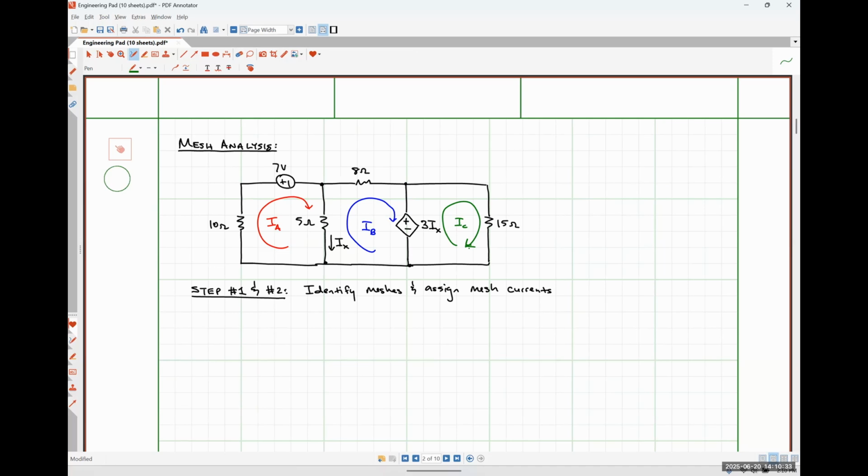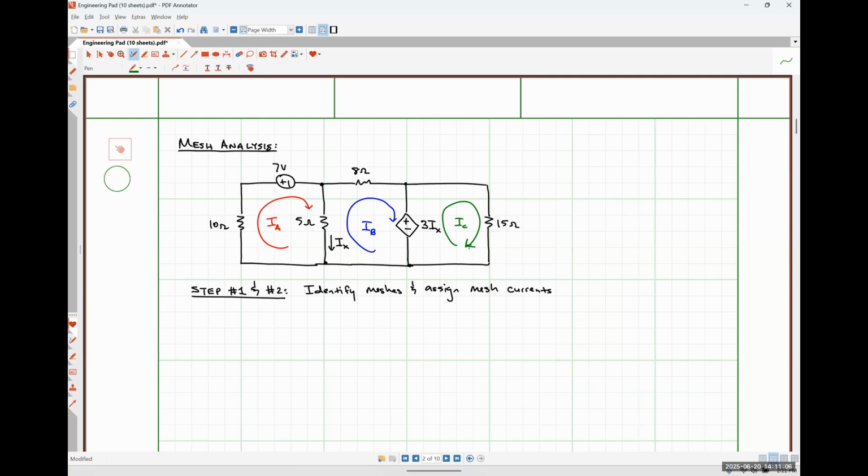I know a lot of mechanical students, I think, like to write their meshes in a counterclockwise direction because I think that's the direction of the arrow that you would use to define your moment of inertia or something like that. It's been a long time since I had statics, so I may be misremembering, but I'm always going to do clockwise.